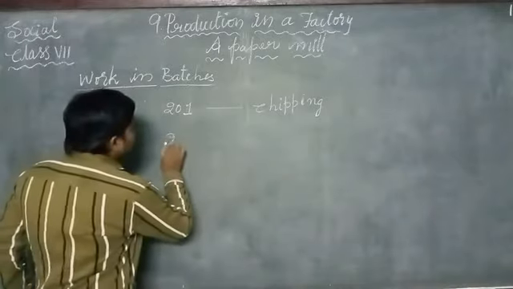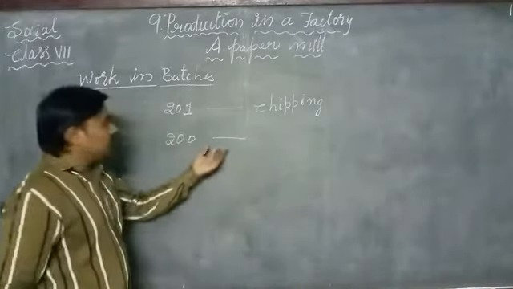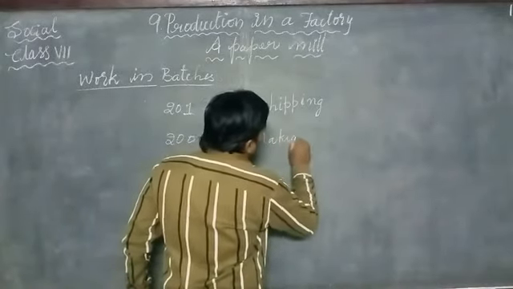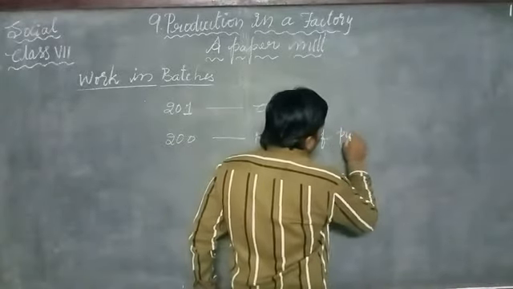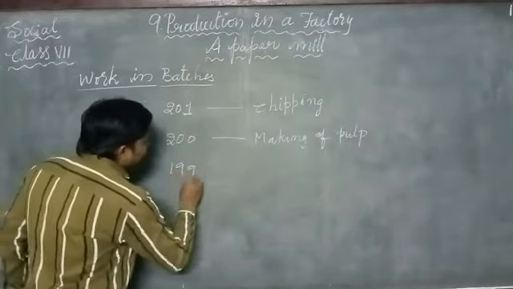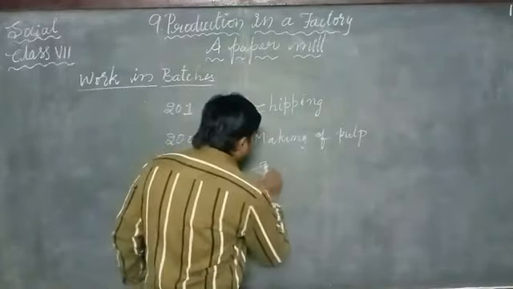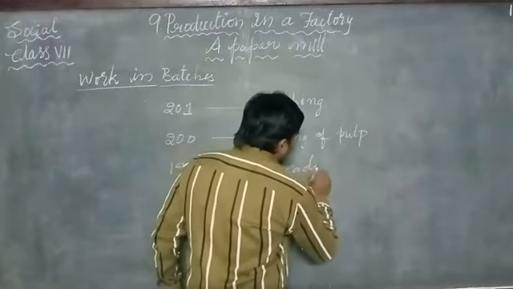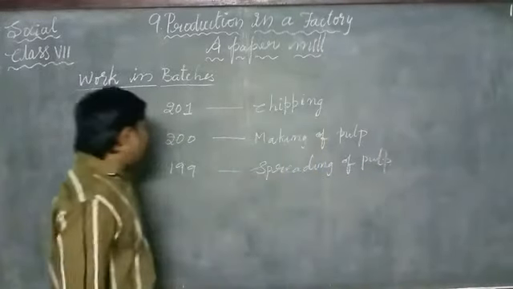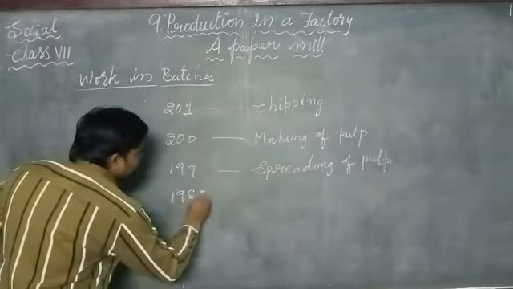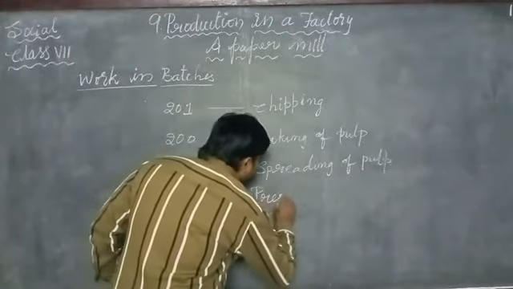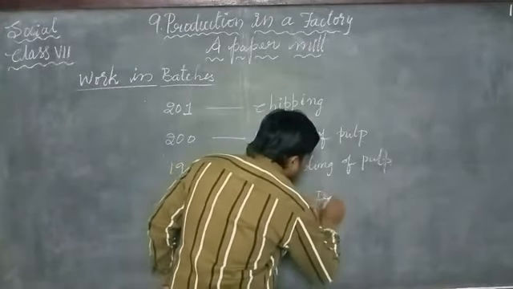Then the 200 batch is in the next stage, that is making of pulp. And the 199 batch is at the spreading of pulp. And if you see, the 198 batch is at the pressing and drying section.